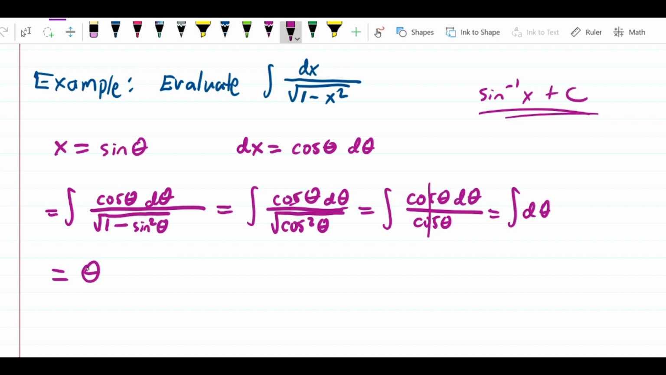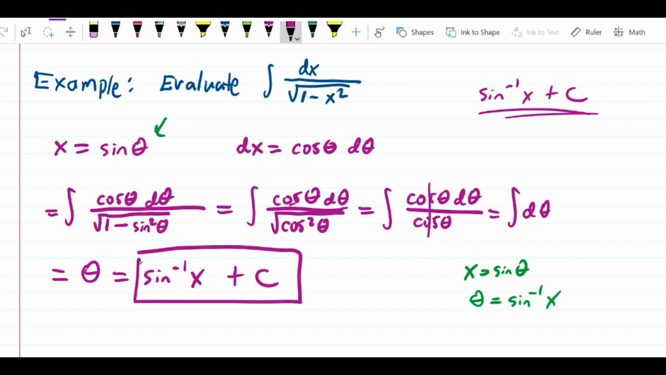The problem is that we need an answer in terms of x, not in terms of theta. You can't just finish one of these problems by answering it in terms of theta. So if x equals sine theta, which just comes from right up here, then that means that theta is equal to arc sine of x. So I can now continue this problem now that I know what theta equals. That gives us arc sine of x, and then of course the hardest part of the problem is the plus c, and we're done. So that's the way that you would solve this problem by trigonometric substitution.